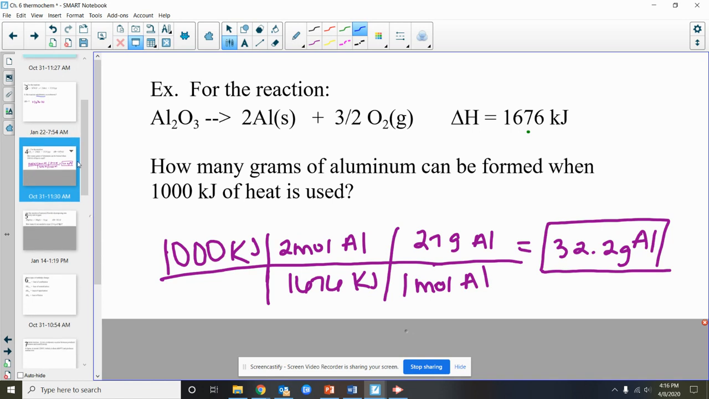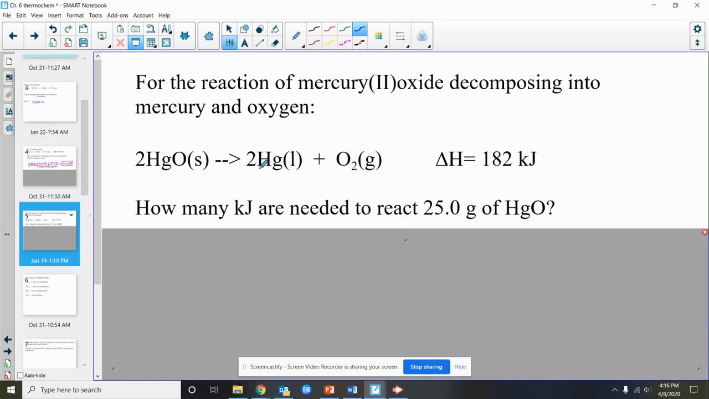Okay, so let me show you another example here. For the reaction of mercury II oxide decomposing into mercury and oxygen, my delta H this time is positive 182 kilojoules, just like it was in that other equation, it was positive. So how many kilojoules are needed to react with 25 grams of mercury II oxide? This one is pretty much flipped from what our other equation was.